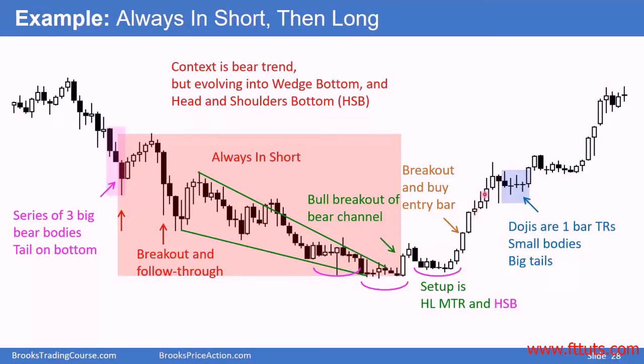Over here, the tails are starting to become prominent, the bodies are getting small. Each doji is a 1-bar trading range, and here it's forming a pullback. When I refer to an attempt at a reversal as a pullback instead of a trading range, that means I believe the trend will resume instead of reverse. Each one of these bars is a 1-bar trading range, a doji bar, and together they form a slightly bigger trading range. Somewhere in here, traders concluded that the market became always in long. It was always in short all the way down here.